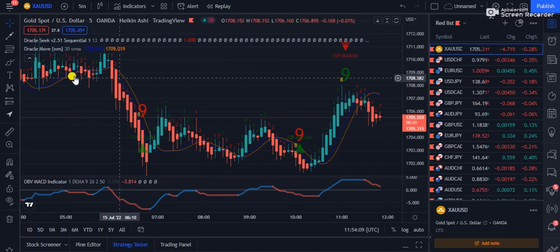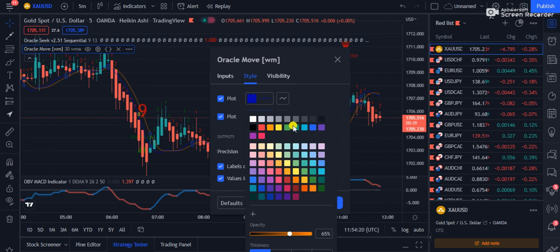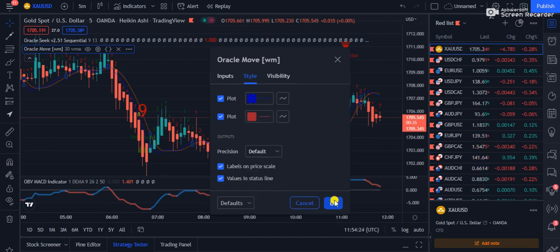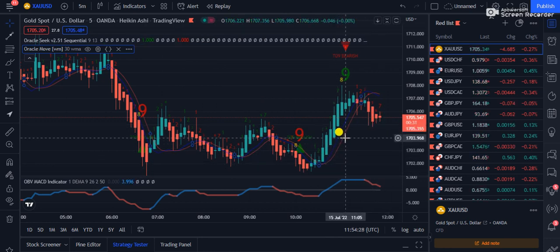First of all, we have to change a few settings in the Oracle Move indicator, because we want to change the color for the buy signal to the blue line, and the other one into the red line. So you will plot the red color on the second line. Now you can see that instead of orange, we are getting the red line here.